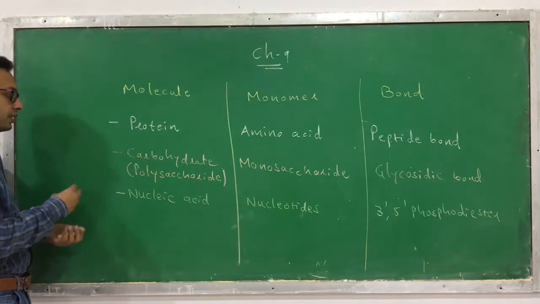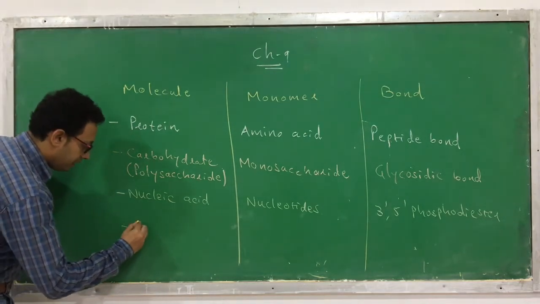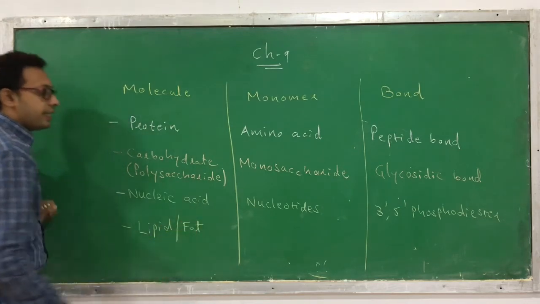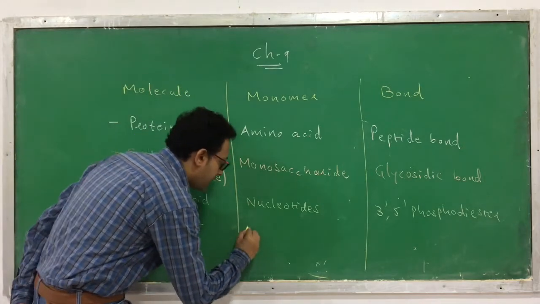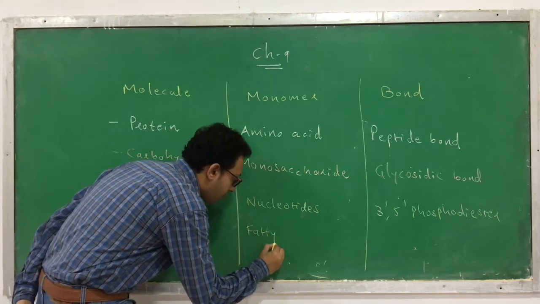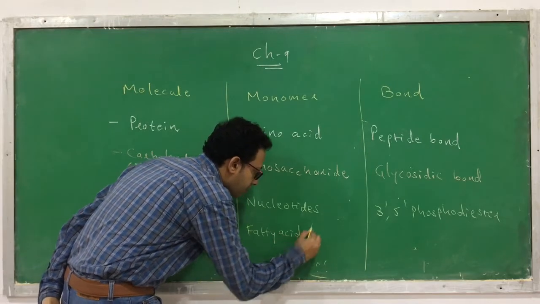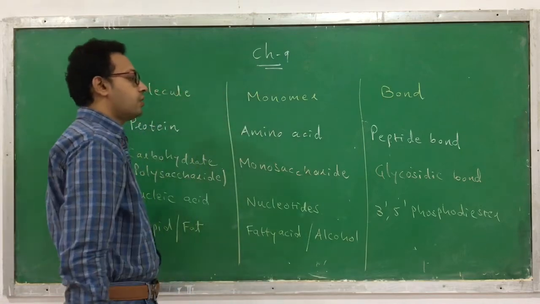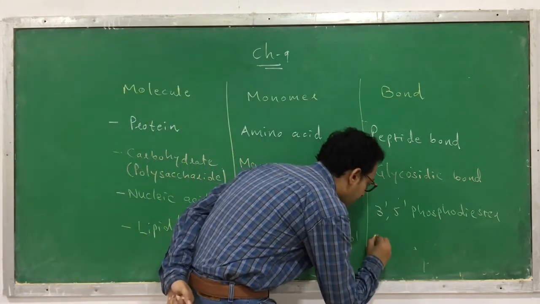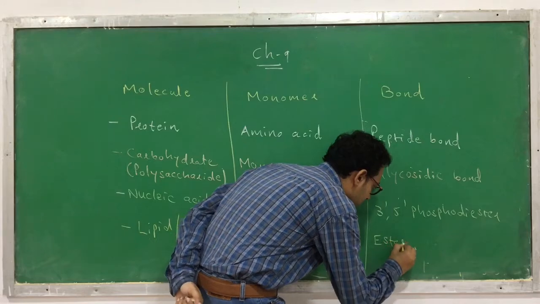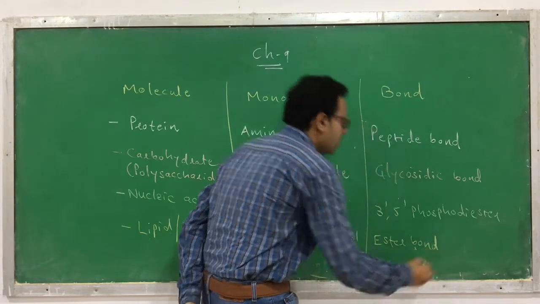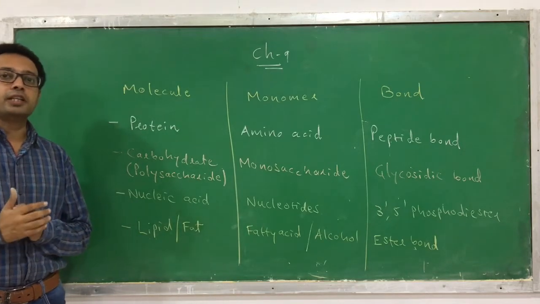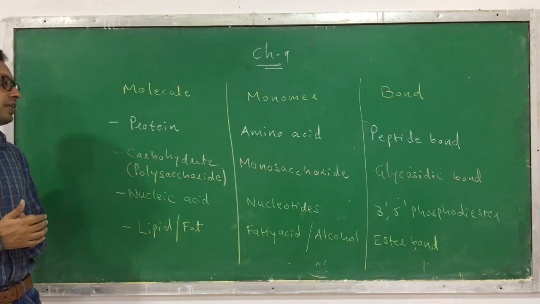Next, the fourth one we are talking about is lipid or fat. In lipid and fat, their monomers are fatty acid and alcohol, like monohydroxy alcohol and trihydroxy alcohol, and they are connected by an ester bond. Okay, so these are the different types of bonds that you can find in different biomolecules, the molecules that exist in a living organism.